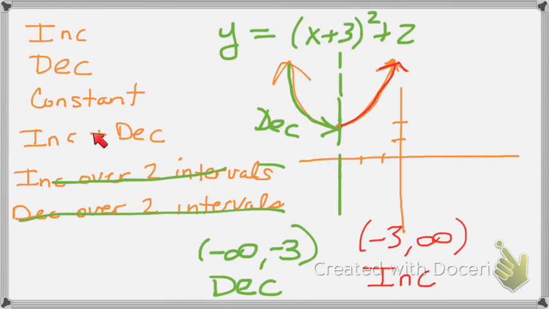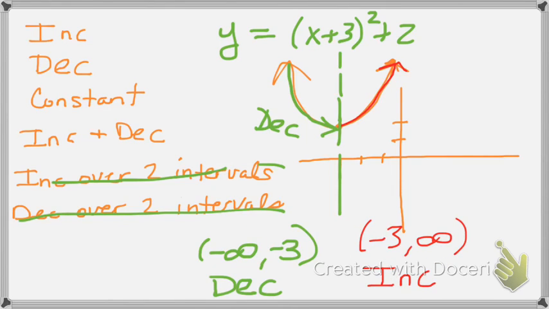So you'll select this one, increasing and decreasing. And when you select that, 2 boxes are going to pop up. One will have the word increasing by it, one will have the word decreasing by it. So then in the decreasing box, you'll put, okay, it's going downhill from negative infinity to -3. It's going uphill from -3 to infinity. Does that make sense? Okay, where is it increasing and where is it decreasing?